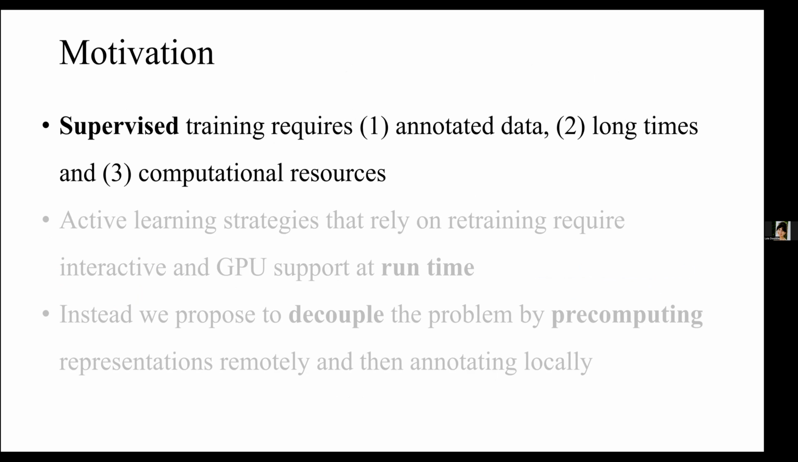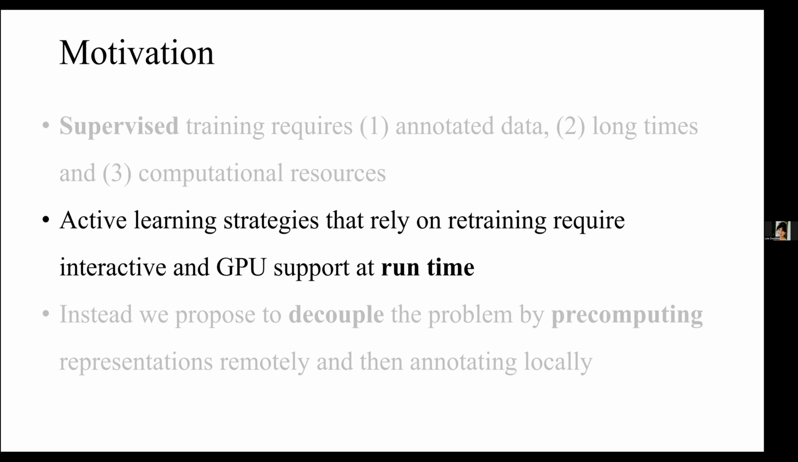So as many of you know, supervised training often requires big amounts of data, which needs to be annotated. And especially in the case of medical images, it's pretty hard to obtain these annotations. It also requires long training times and computational resources like graphical processing units or GPUs. And some previous work proposes active learning or human-in-the-loop strategies to deal with this problem. But if you want to use deep learning approaches, one often requires having both interactive support and also GPU support at runtime, which is something not everyone has.